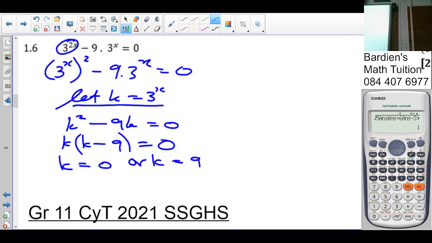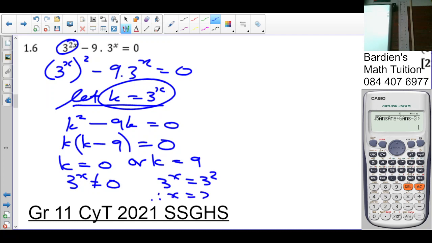But what is k? 3 to the x. So it's going to be 3 to the x is equal to 0 and 3 to the x is equal to 3 squared. This one's not going to work. So therefore x is equal to 2.